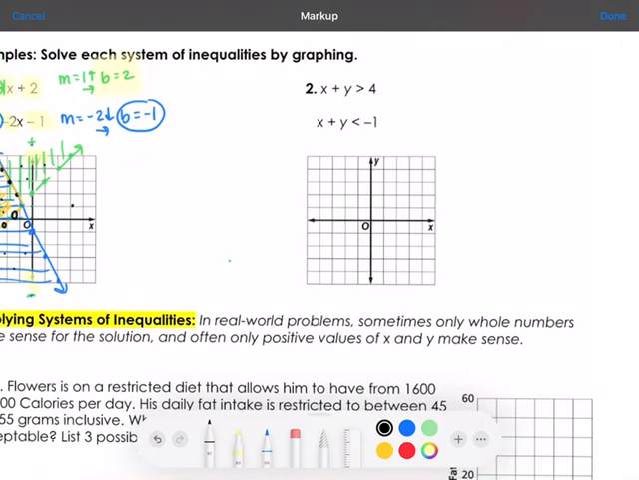All right, so we're going to move over to number 2. In this one, we do not have our equation or inequalities in slope-intercept form, so I'm going to go ahead and move this x by subtracting it from both sides. x minus x cancels, leaving me with y is greater than -x plus 4. Now I can identify m and b. m is -1 and b is 4.